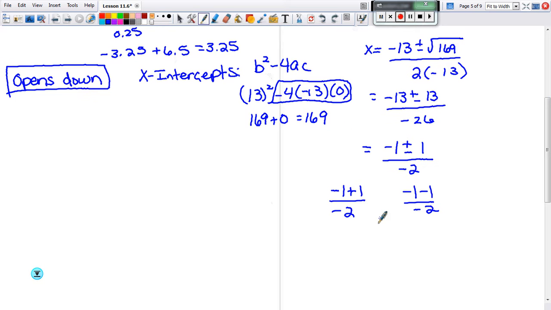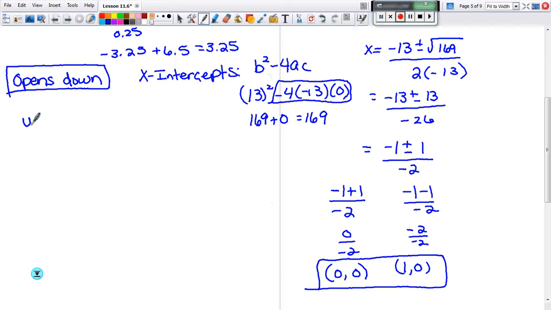So negative 1 plus 1 is 0. 0 divided by negative 2 is 0. So you put that with 0 because it's the x-intercept. So 0, 0 is one of your x-intercepts. Negative 1 and negative 1 is negative 2. Divided by negative 2 is a positive 1, and you put that with 0. So those are your x-intercepts.